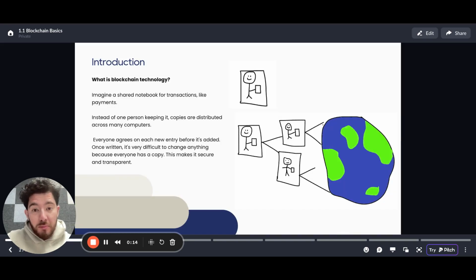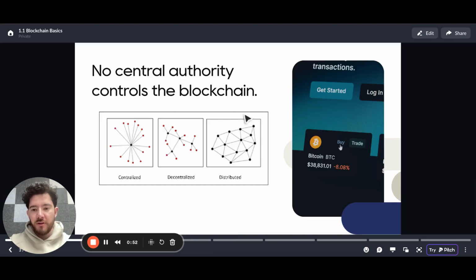So basically, what is blockchain technology? You can imagine it as a shared notebook for transactions and payments. Instead of one person keeping an entire record of it, the copies are distributed across many computers, across different people, and that's how it grows across the world. All these nodes are interconnected, and everyone gets a copy of the same booklet, so to speak. Anytime there's a new entry or a new transaction, it gets updated to all the other records as well. If that still doesn't make sense, don't worry. I'll explain it further.